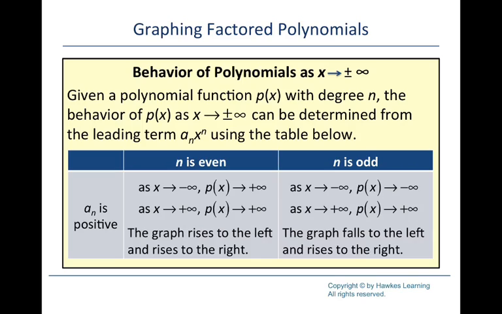All right, now this is end behavior of polynomials as x approaches positive infinity or negative infinity. And this is a lot of words, but hopefully we can make this make a little more sense. Given polynomial function p of x with a degree n, the behavior of p of x as x approaches, that's what the arrow means, x approaches positive infinity or negative infinity, can be determined from the leading term using the table below.